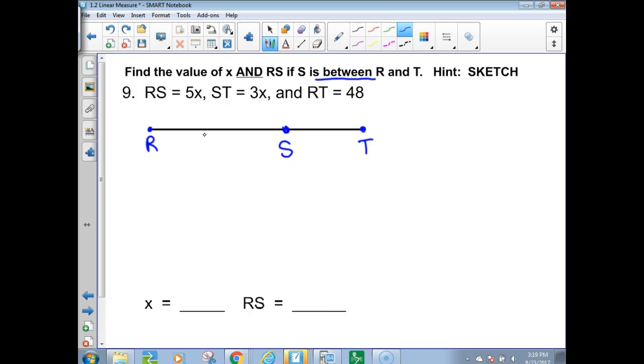Label this RS 5X. I'm going to label underneath. And ST 3X underneath. And then R to T is 48. I'm going to mark that in at the top. And I'm making those little brackets that show we meant to go all the way from R to T.